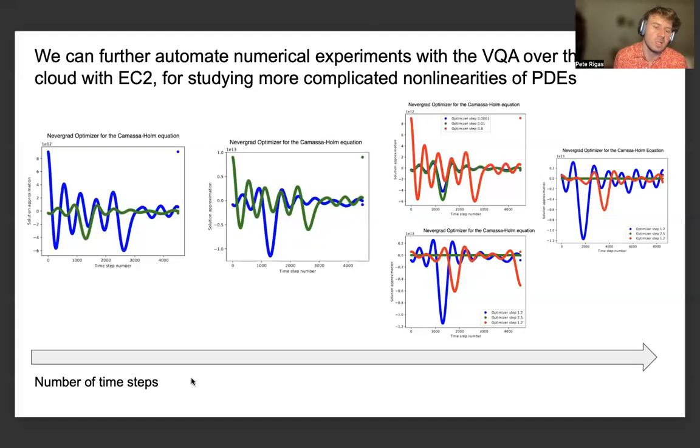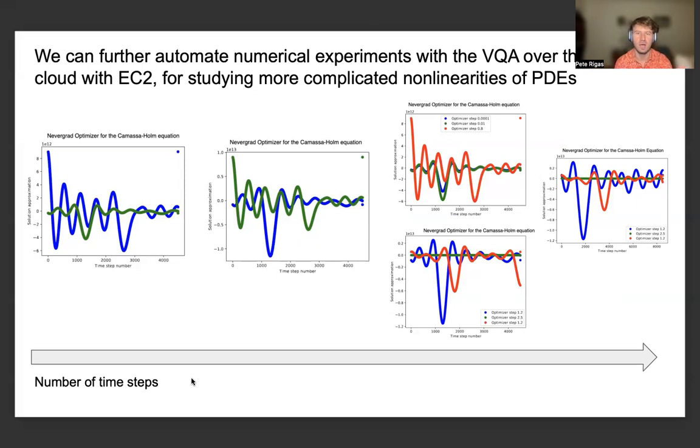And this is just to say that from the interest and the motivation that we've had in continuing to scale up different algorithms that we can deploy to the cloud and look to make use of AWS EC2 compute, we can further automate the numerical experiments for the variational quantum algorithm over the cloud with EC2 for studying more complicated nonlinearities of the PDE.